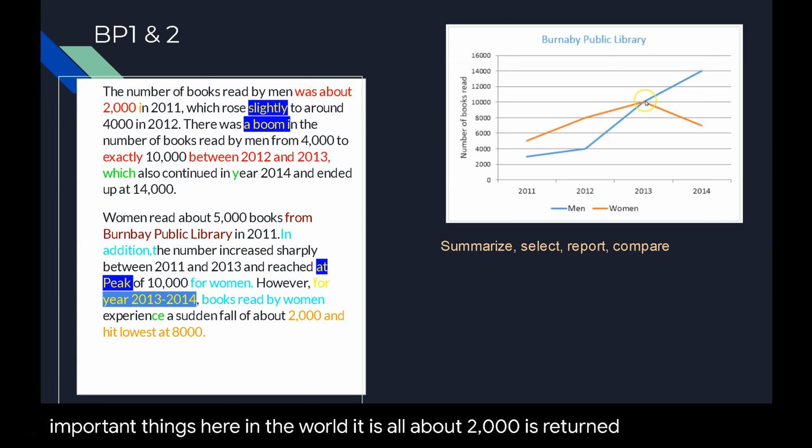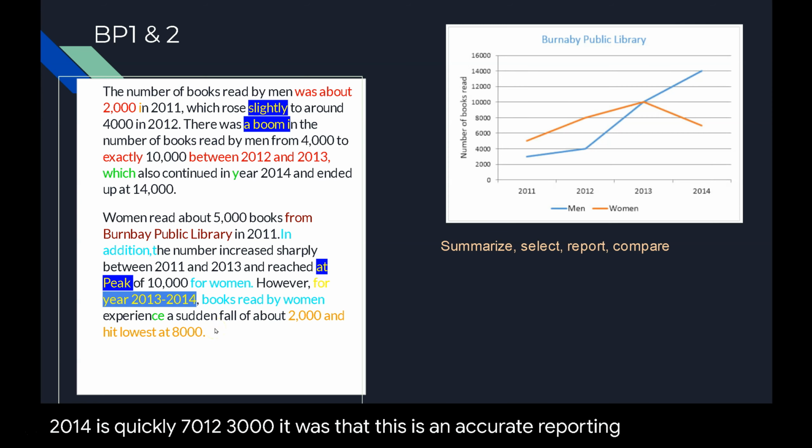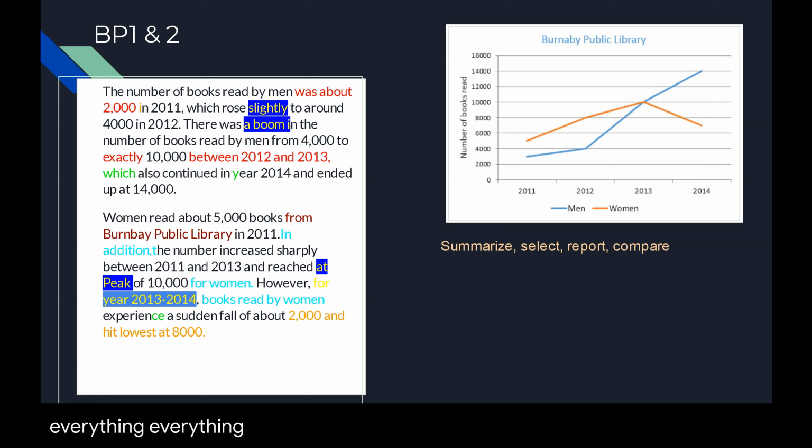Okay, so there it is, 10,000. Wow, you're off there. Okay, in 2014, it was quite clearly 7,000. And it fell by 3,000, hit the lowest at 8,000. So this is inaccurate reporting. And you've reported everything. Summarize means to report the most important information. Don't report everything, because that's not summarizing.